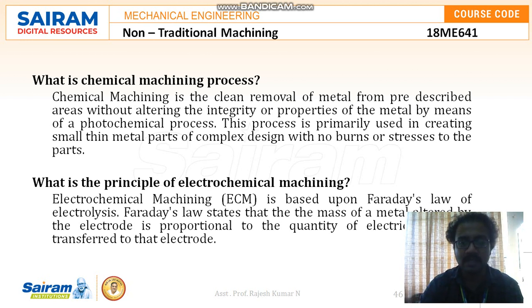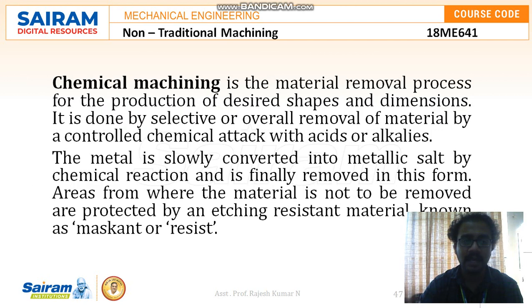Electrochemical machining is based upon, again, Faraday's law of electrolysis, where Faraday's law states that the mass of a metal altered by the electrode is proportional to the quantity of electrical charges transferred to that electrode. And chemical machining is a material removal process for the production of desired shapes and dimensions, and it is done by selective or overall removal of material by a controlled chemical attack with acids or alkalis, and the metal is slowly converted into metallic salt by chemical reaction and is finally removed in this form.